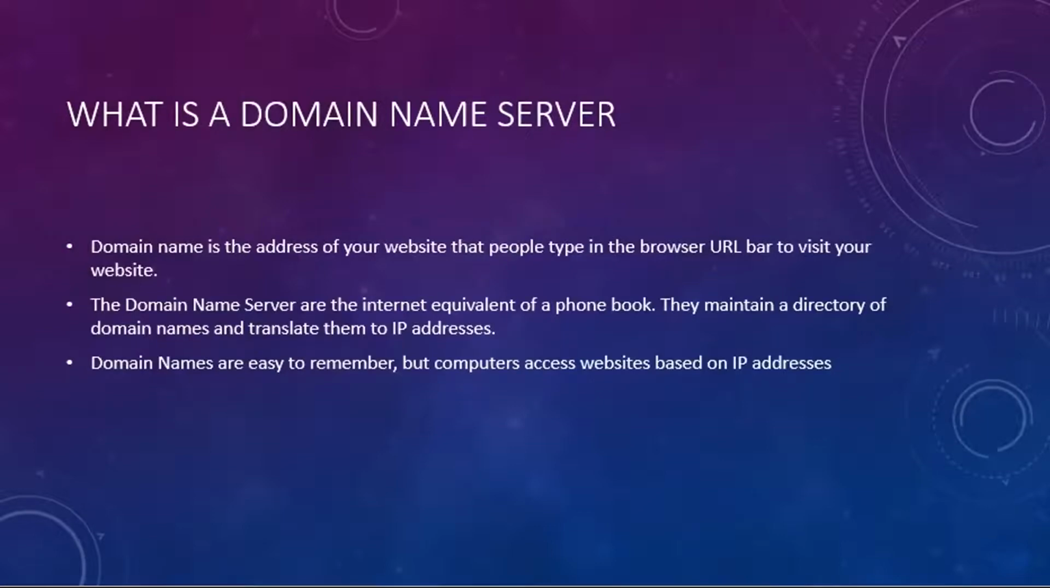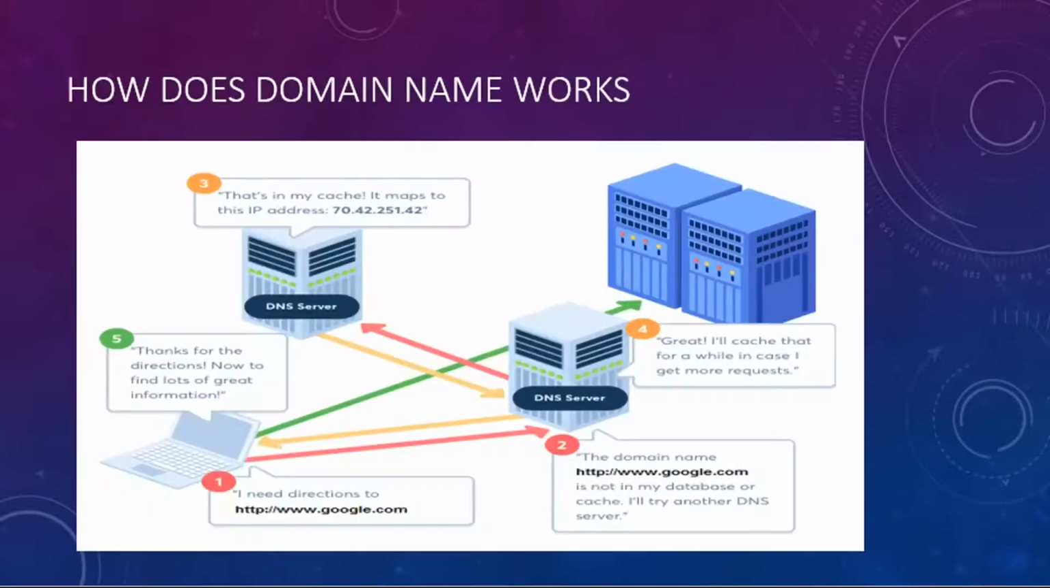Basically, you just think of a domain name server as the internet equivalent of a phone book. It's like a computer system that maintains a directory of different domain names. And I told you the domain name is the address, just like your phone number or your house address, of your website that people type in the browser URL to visit your website. So how does the domain name work? Now look at this diagram here.